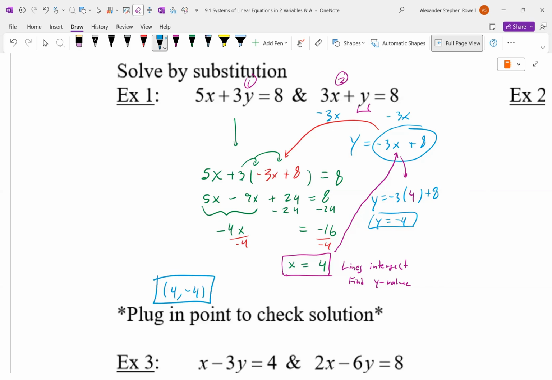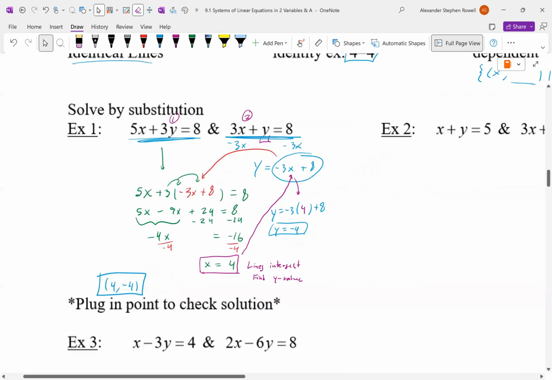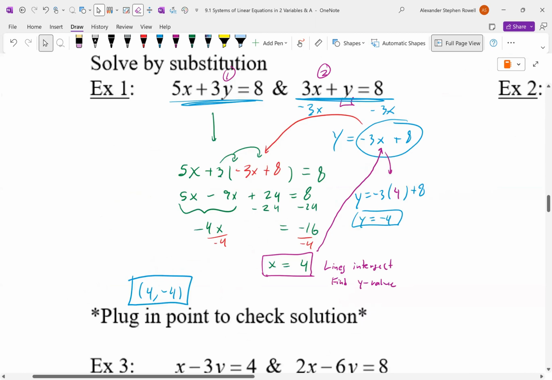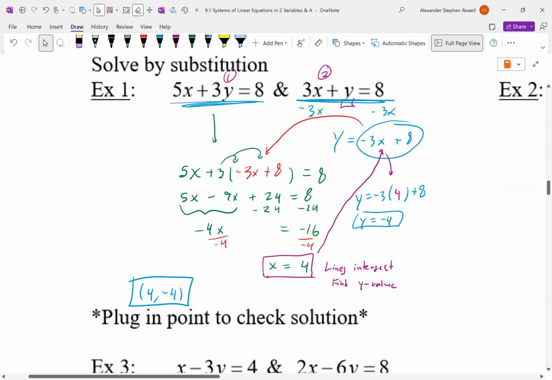Could I have a second solution? No, because they're linear equations. Straight lines intersect only once, not at all, or infinitely many times. If they're nonlinear, then I could possibly have more solutions. Any questions about this? So once I find x, I can plug it into either equation, or any form of either equation, to find y.